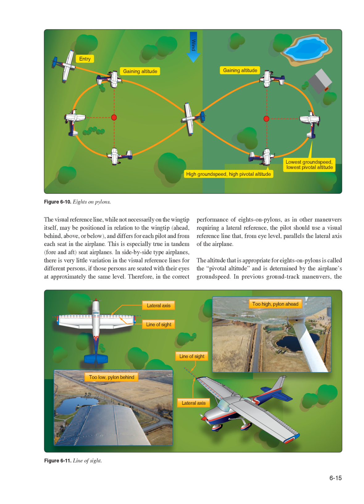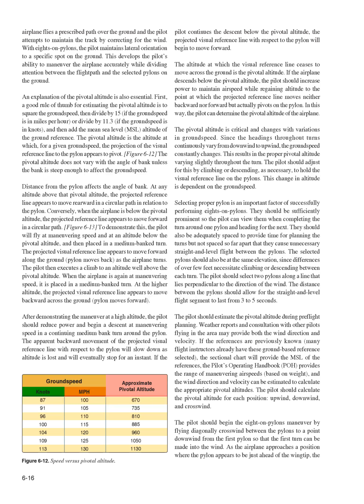Therefore, in the correct performance of eights on pylons, as in other maneuvers requiring a lateral reference, the pilot should use a visual reference line that, from eye level, parallels the lateral axis of the airplane. The altitude that is appropriate for eights on pylons is called the pivotal altitude and is determined by the airplane's ground speed. In previous ground track maneuvers, the airplane flies a prescribed path over the ground and the pilot attempts to maintain the track by correcting for the wind.